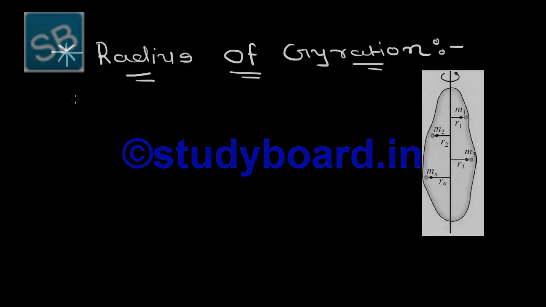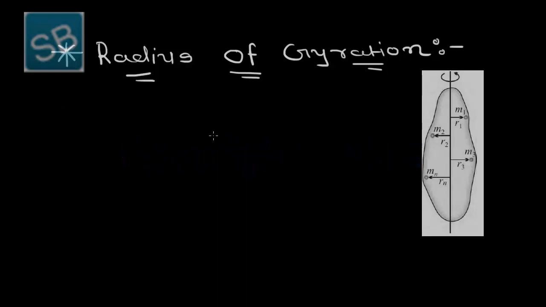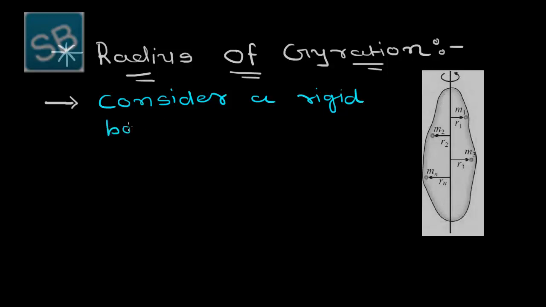Let's study the radius of gyration. In order to find out the radius of gyration, we have to consider a rigid body which is shown in this figure, and its direction of rotation is also shown. This body has a total mass capital M. Suppose this body is made up of n particles, as you can clearly see.